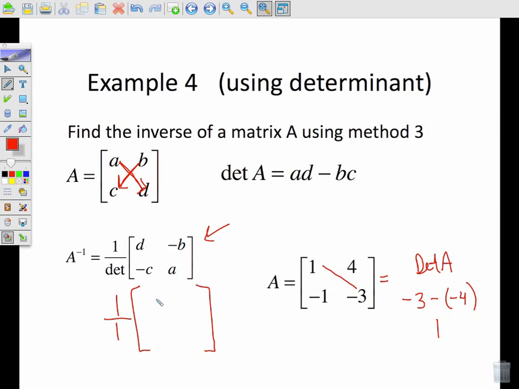And then it looks like we switch some places around. So your D and your A completely swap places. So I'm going to swap the 1 and the -3. And then the B and the C change sign. So this is -4 and this would become 1. And your last step would be to multiply your scalar times the matrix. So your inverse would be equal to -3, -4, 1, and 1. All right, there's method 3.